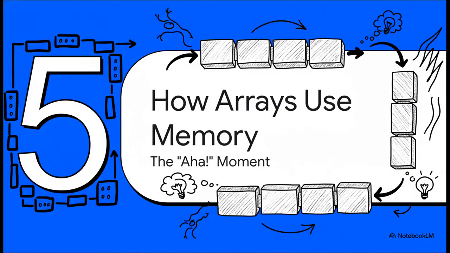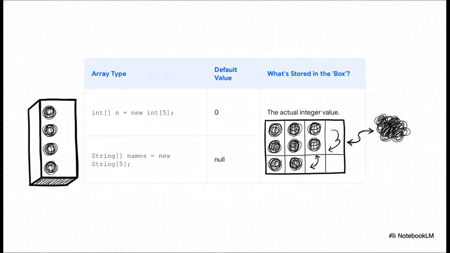All right, let's peel back another layer. We're going to talk about memory now, and I promise, understanding this is one of those aha moments where everything starts to make a lot more sense. So remember our boxes on a shelf? Here's the cool part. What's actually in the box depends on the type of data. If you have an array of integers, that's a primitive type, the box literally holds the number. Simple. But if you have an array of strings, that's a reference type, the box doesn't hold the string itself, no. Instead, it holds an address, like a little note that says, the real string is over there in memory.